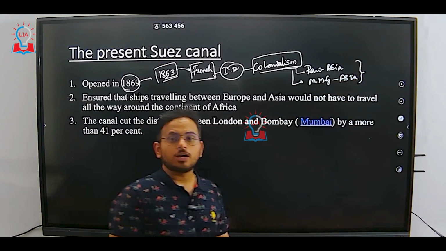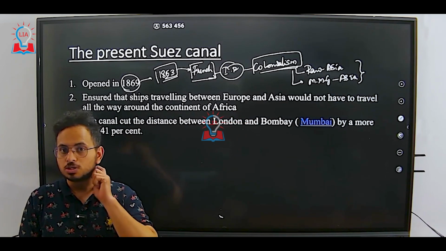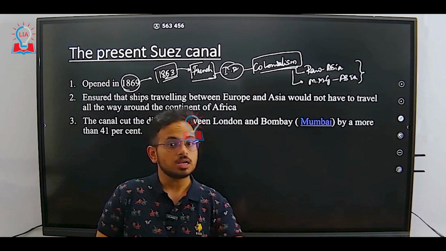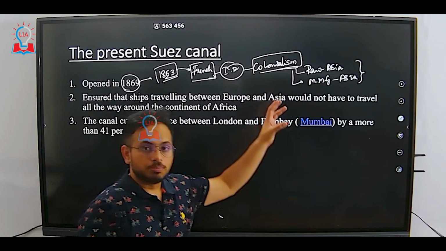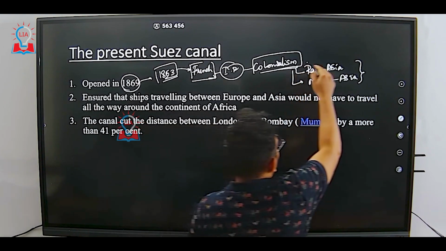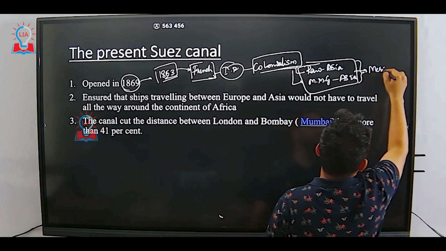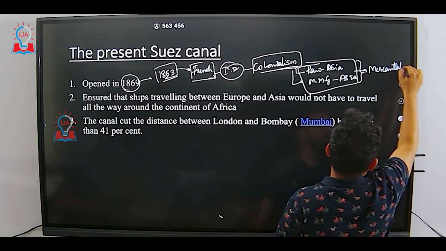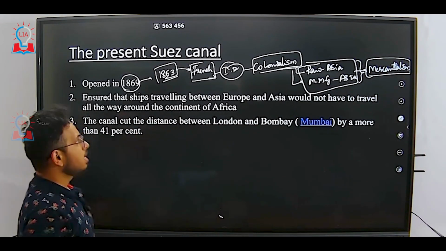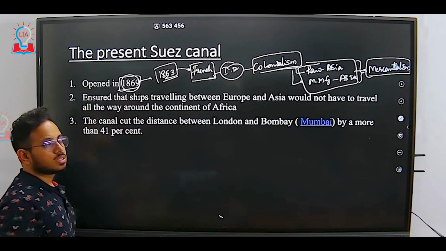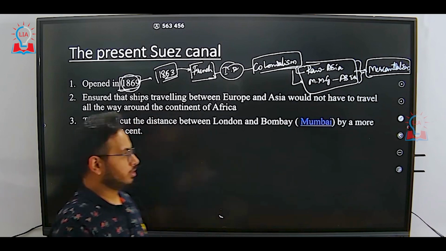The raw materials had to be shipped from Asia to Europe in a cheap way. At the same time, machine-made goods had to be dumped on the Asian countries from the industrialized countries of Europe. So this is the concept of colonialism, and also a very important term called mercantilism. In order to fulfill the needs of colonialism and mercantilism, in the year 1869, the Suez Canal was inaugurated and the Mediterranean Sea and the Red Sea got connected.